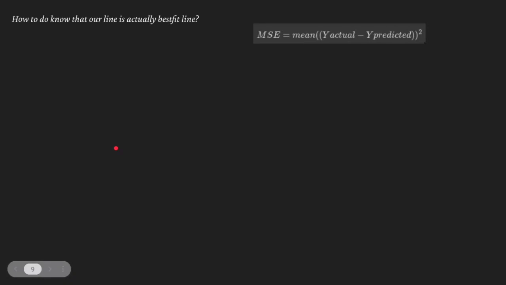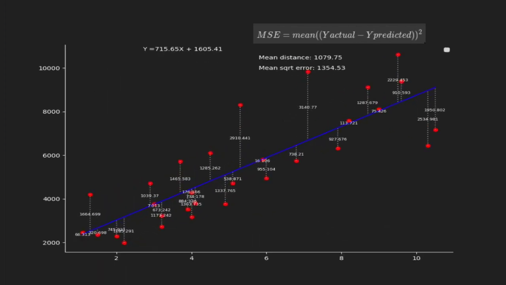Now, how do we know that our line is actually the best fit line, right? How do we know that? Because in real life, you are not going to have perfectly positively correlated data, all in a straight line. That is not what we are going to have. We will have this kind of noisy data. There may be a lot of outliers in your data set, right? So how do we know that our line, or our found m and c, are the best fit line?